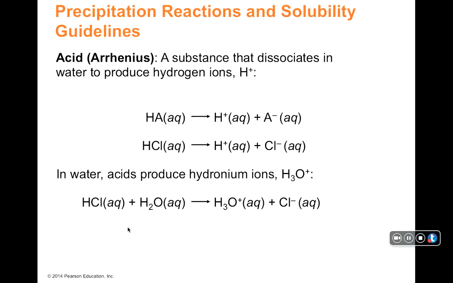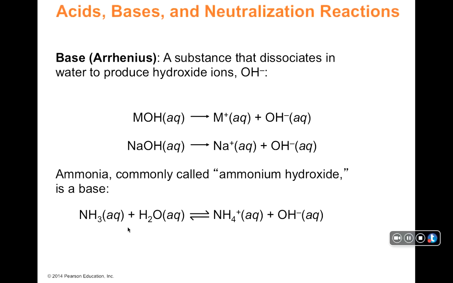A little bit about some acids and bases that we'll talk about next to those types of reactions. So a definition according to Arrhenius of an acid is a substance that dissociates in water to produce hydrogen ions. So you can see, just a general example, and then one for hydrochloric acid here. And in water, acids produce hydronium ions, which is the H3O+. A base, according to the same definition, is one that dissociates in water to produce hydroxide ions. And you can see the general reaction here, and then one for sodium hydroxide.